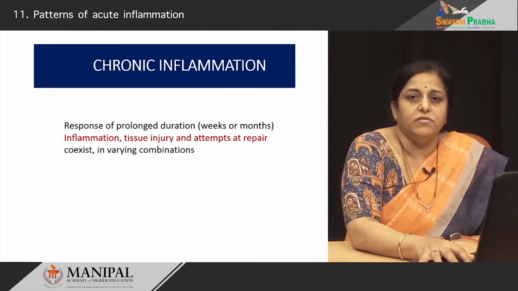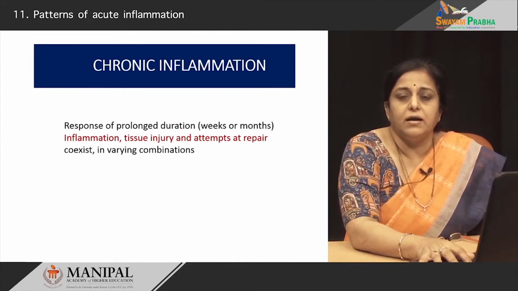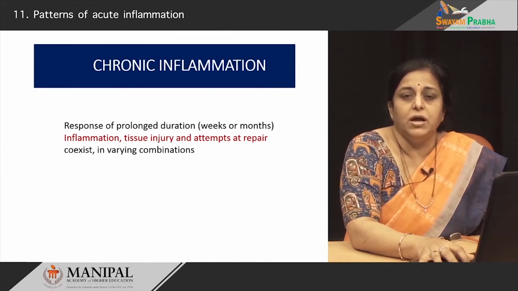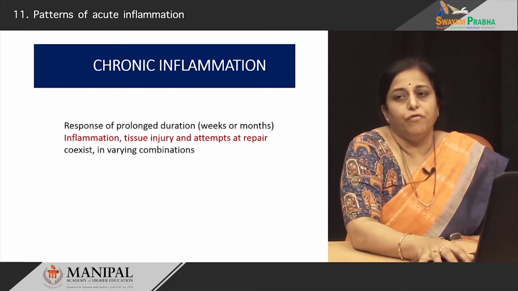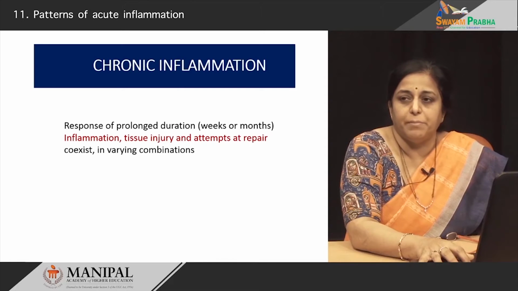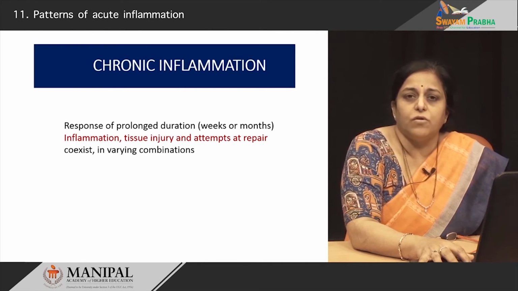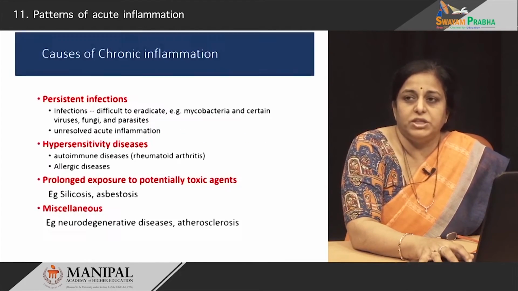And what characterizes chronic inflammation? Here there is persistent inflammation, persistent injury, and at the same time repair. Repair is a phenomenon that is seen in chronic inflammation, which you do not see in the case of acute inflammation. Repair can occur as a consequence of acute inflammation, but in chronic inflammation, as the inflammation is going on, there is a lot of fibrosis and scarring that happens, and these occur in various combinations in chronic inflammation.